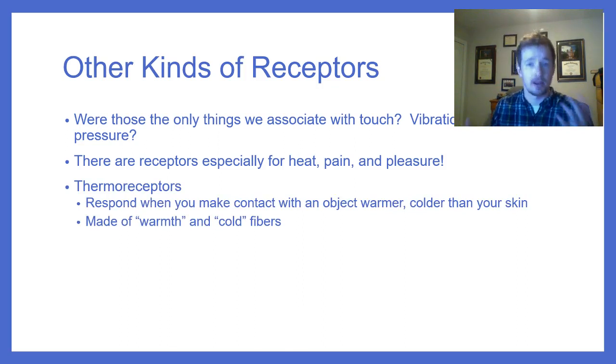Thermoreceptors are going to be used for hot and cold, and so we actually have two separate fibers of these that we have in the surface of our skin and in our bodies. We have two different kinds of thermoreceptors, what's called warmth fibers and cold fibers. And as you might expect, the warmth fibers are looking out for warm change, the cold fibers are looking out for cold change.